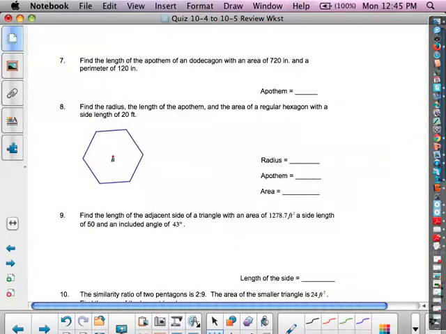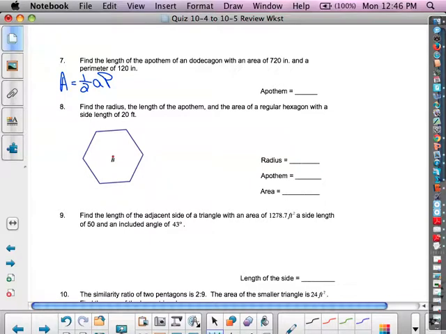Next, number 7. This one is very similar. You're going to use the same formula, it's just you're given different information. Instead of finding the area, you're going to actually find the apothem. It says find the length of the apothem of a dodecagon with an area of 720 inches and a perimeter of 120. The formula is area is equal to 1/2 the apothem times the perimeter.